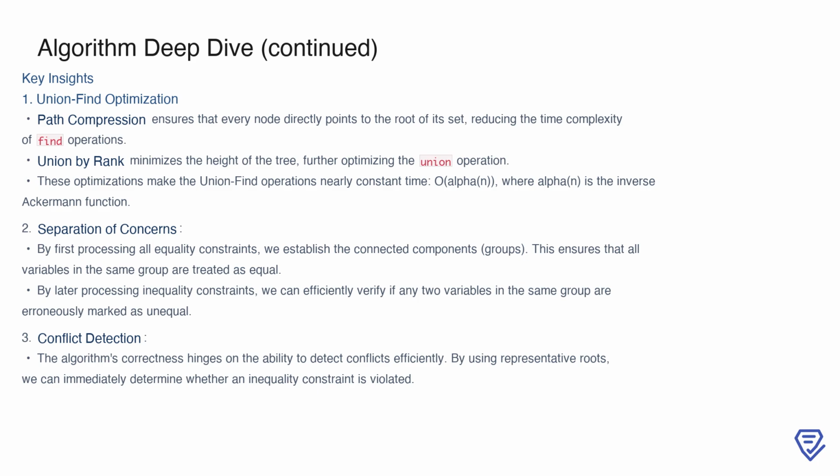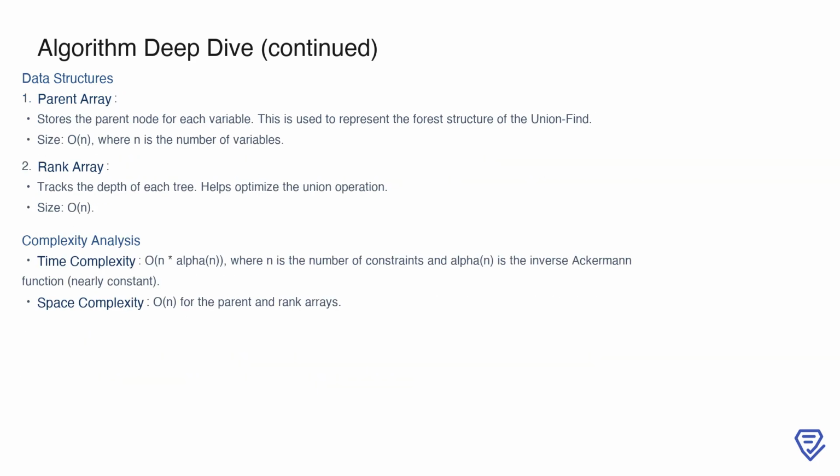To implement this algorithm, we rely on two key data structures. The first is the parent array, which tracks the parent node for each variable. This array represents the forest structure of the union find. Initially, every node is its own parent, and as unions are performed, the parent array reflects the connected components of the graph. The second data structure is the rank array, which helps optimize the union operation by keeping the tree as flat as possible. Both arrays require O(n) space, where n is the number of variables.